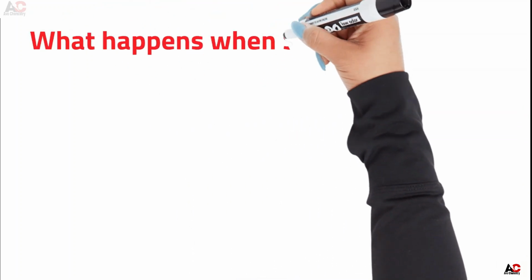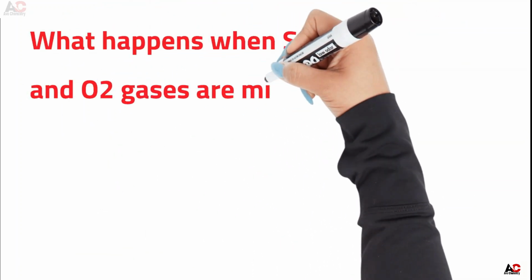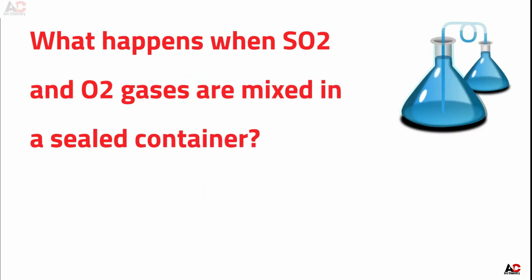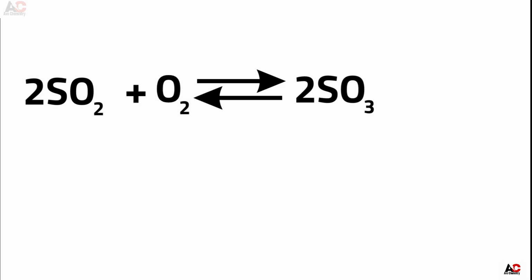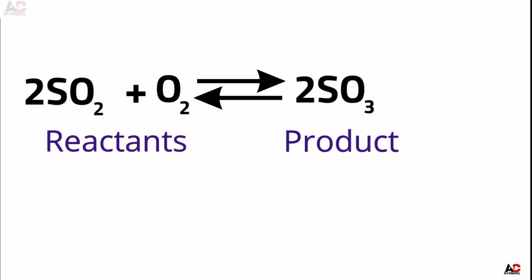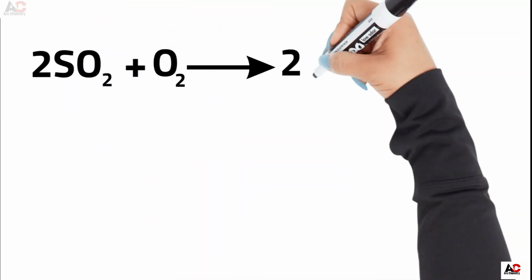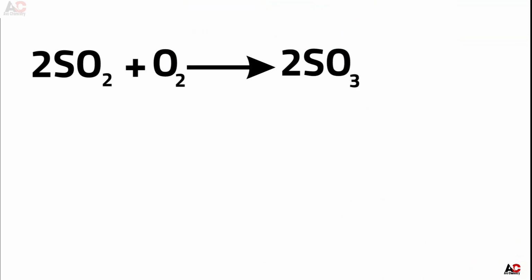What happens when sulfur dioxide and oxygen gases are mixed in a sealed container? When sulfur dioxide and oxygen, which are the reactants, are mixed together in a sealed container, they chemically react to produce sulfur trioxide, that is a product. This reaction is a formation or combination reaction. This is the chemical equation showing the reaction between SO2 and O2 and formation of SO3.